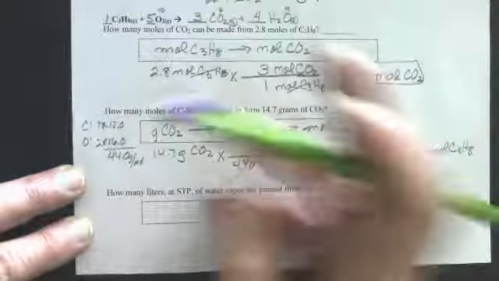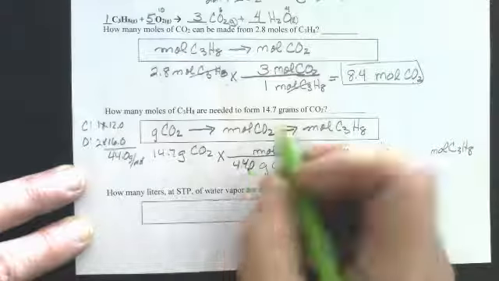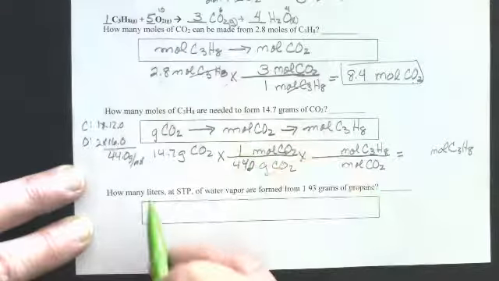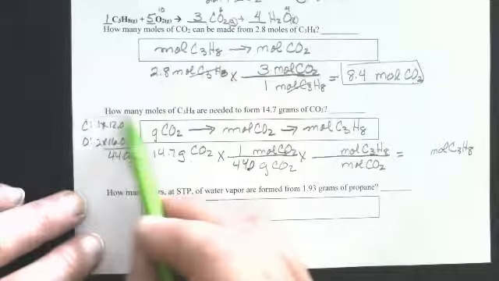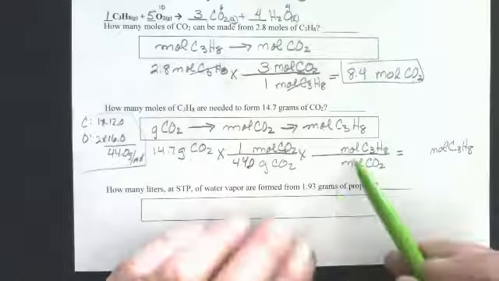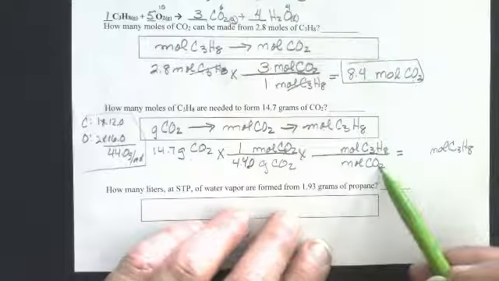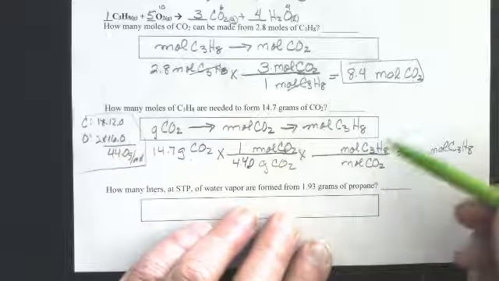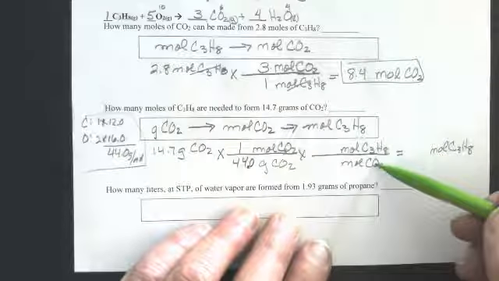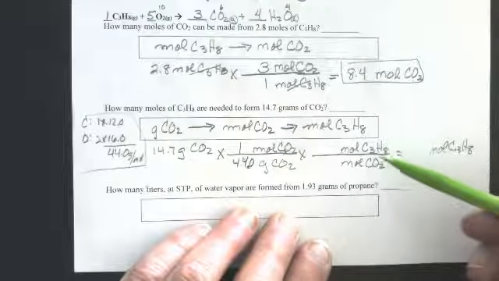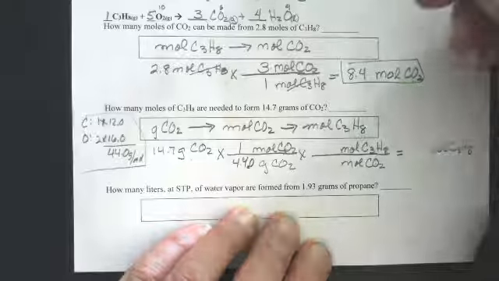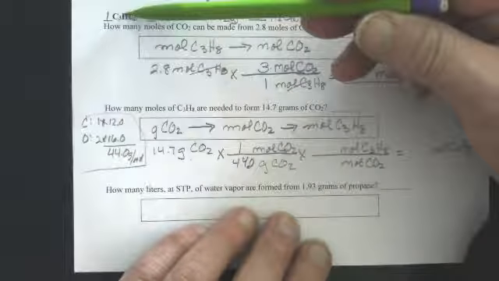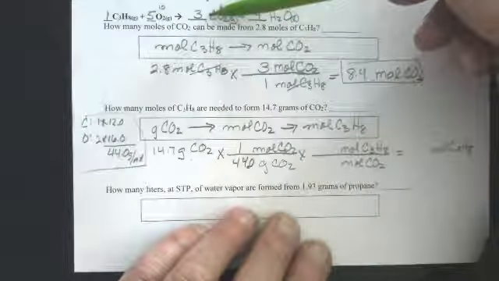Moles of propane and moles of carbon dioxide, moles of two different substances in the same conversion factor, tells me that I need to go to the balanced equation. Moles of propane, 1. Moles of carbon dioxide, 3. Cancel my units. Grams of carbon dioxide on the top cancels grams of carbon dioxide on the bottom.